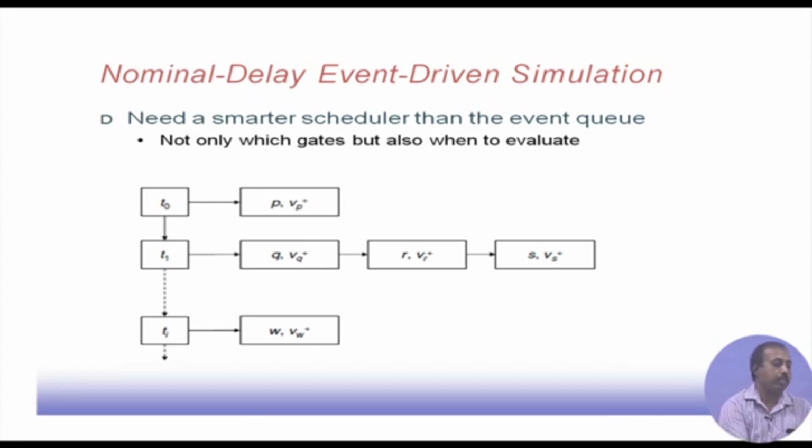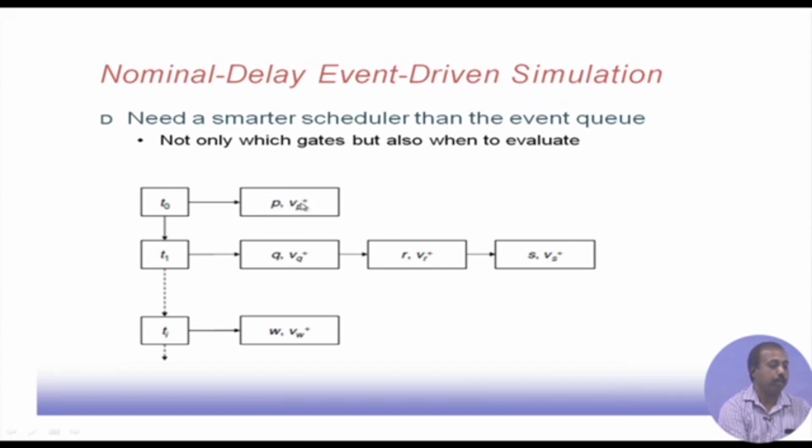So, what happens is that we can think of a list of timestamps like T0, T1, Ti, that goes in increasing order. Now, at T0, suppose the signal line P has to be evaluated, and the new value is Vp plus.